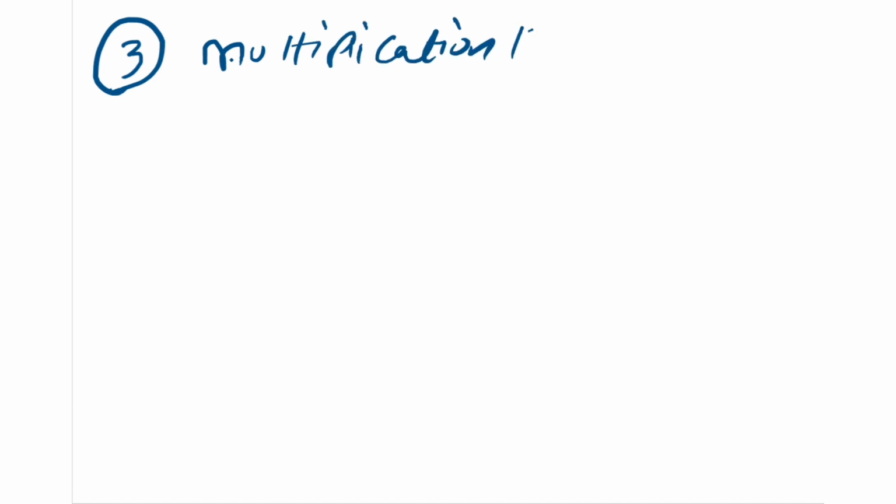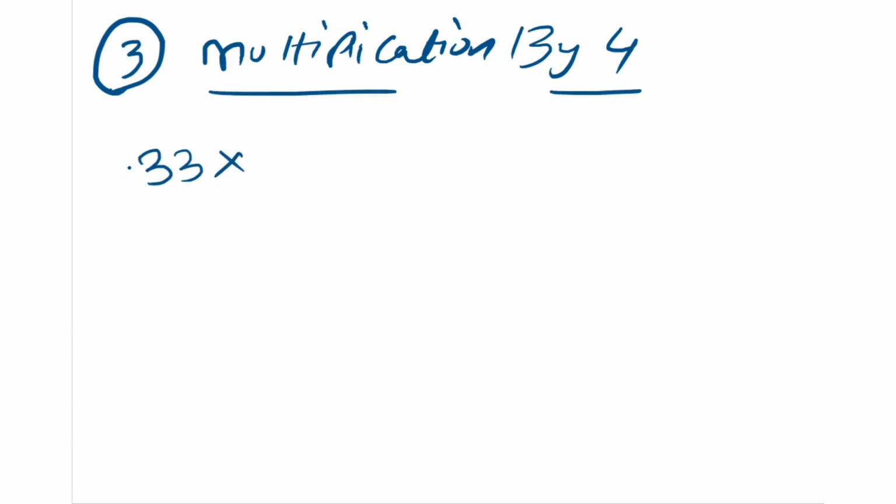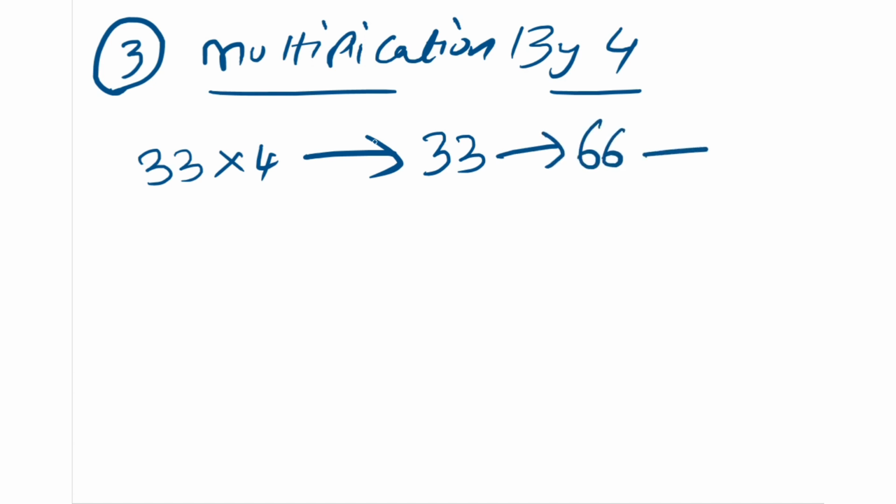Now see multiplication by 4. Let me write. This is the third trick I am discussing with you: multiplication of any number by 4. Let's take an example to get a clear view: 33 into 4. You are in a scenario to multiply 33 into 4. What you can do is take the initial number 33, double it one time and double again. It's going to be 132.